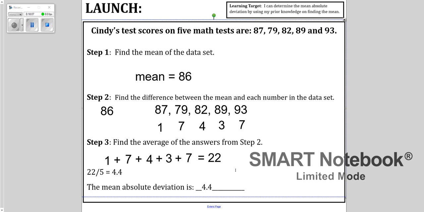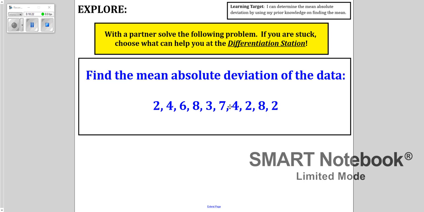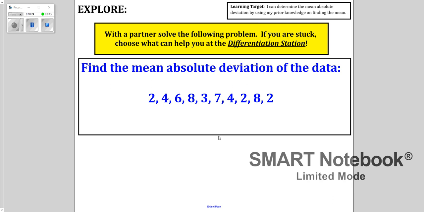So again, the 3 steps: find the mean, then find the difference between each number and the mean, then find the average of those. So here's another one. I'm going to do this one again slowly, and then after this, I'm going to let you guys practice a little more. So the first step is to find the mean.